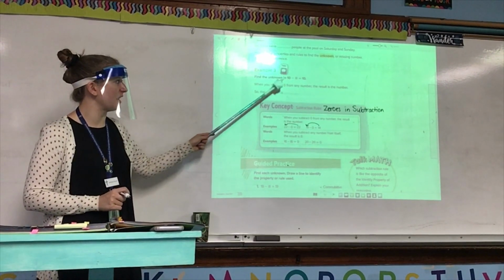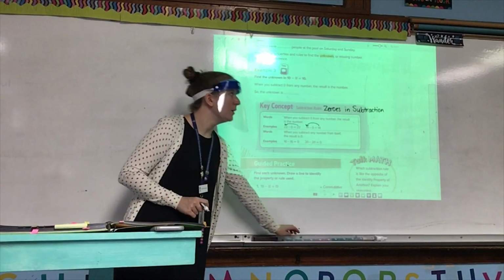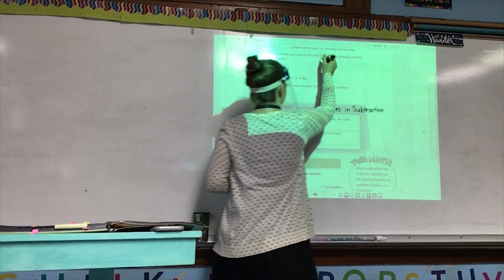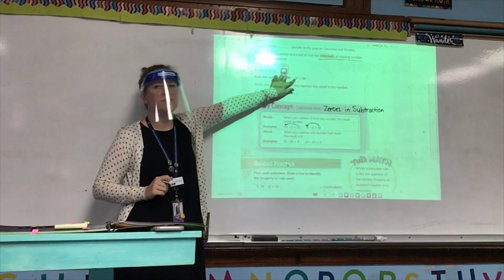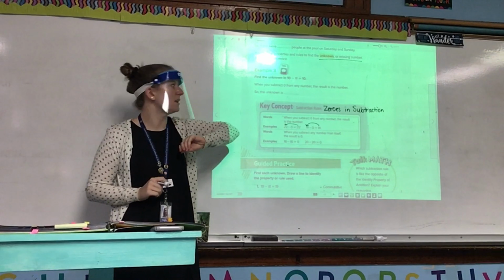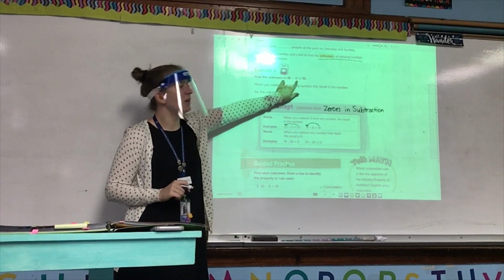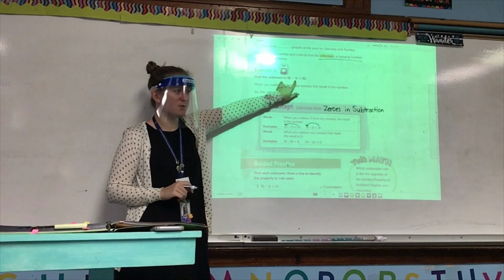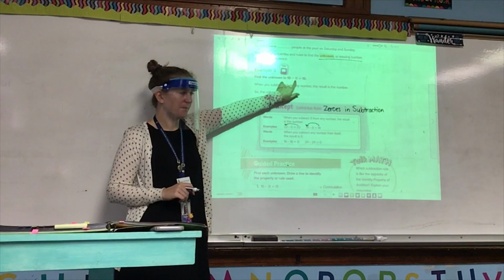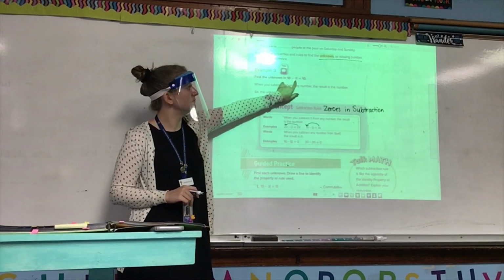Find the unknown in 10 minus blank equals 10. Ooh, so we have an unknown. Remember, an unknown is a missing number. For now, we're using a box to represent the missing number. So we're trying to figure out, what goes here? 10 minus what equals 10? Please move your hand. 10 minus what is 10?